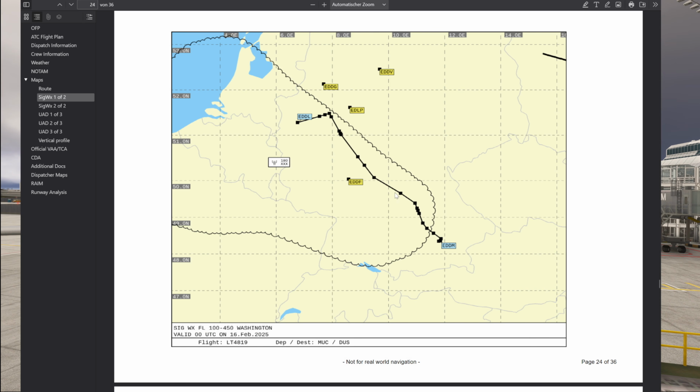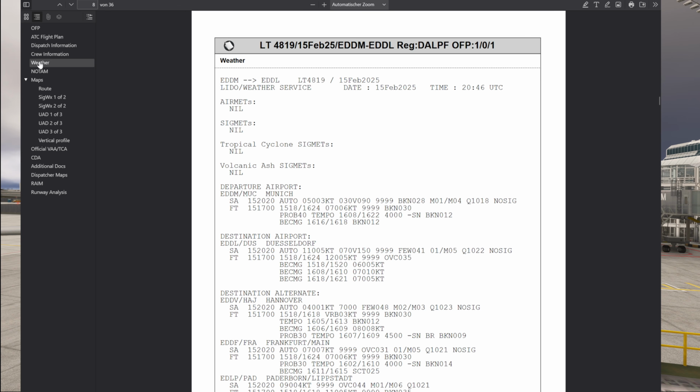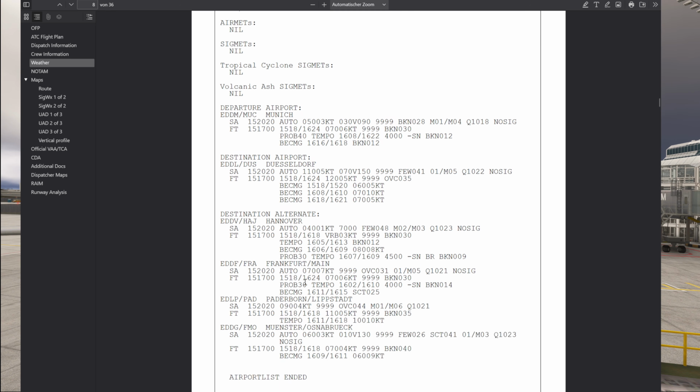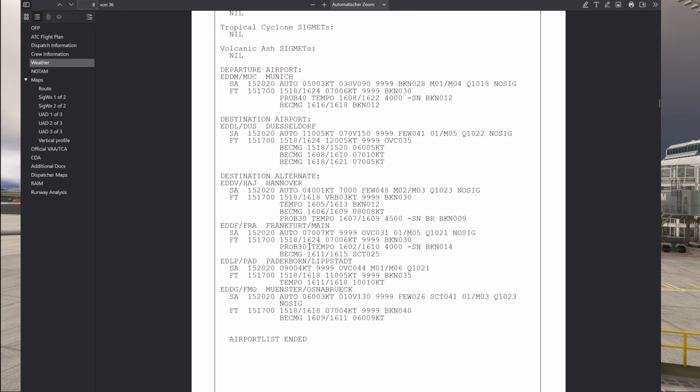Now that we have seen the big picture of what's going on, we take a look at the little bit smaller picture, and that is the local weather that you can find somewhere over here. So you check for any met reports, you check for SIGMETs, any tropical cyclone SIGMETs, volcanic ash SIGMETs, anything that you found on the large chart that might affect your flight. Then we're going to check the weather at our departure, destination and alternate airports, and if we have any en route alternates, for example ETOPS airports, then we would also check for those. Those would normally be listed down here as well.